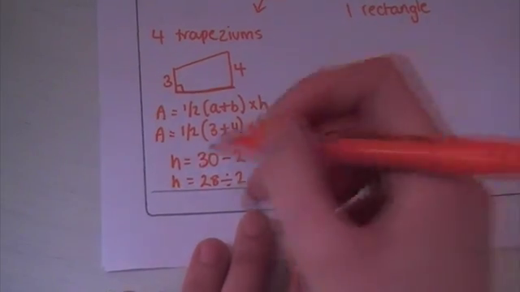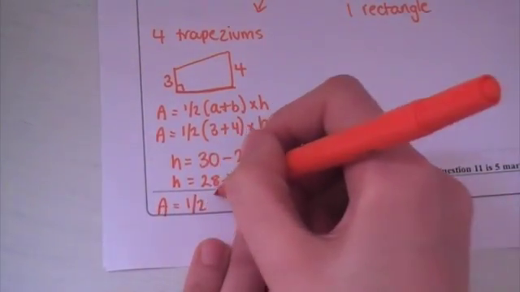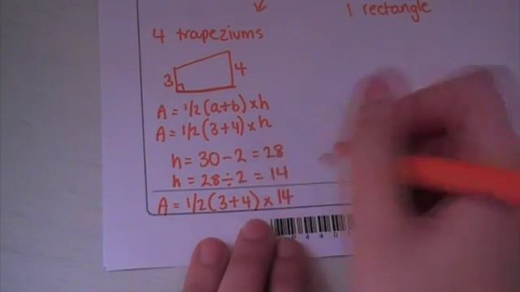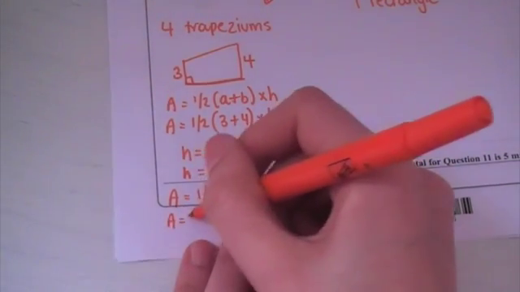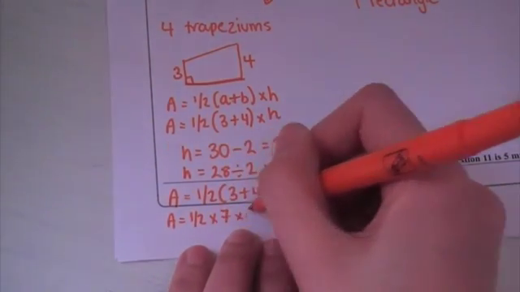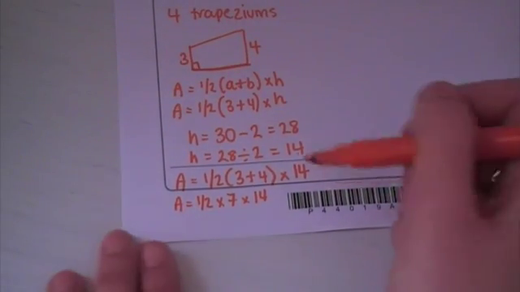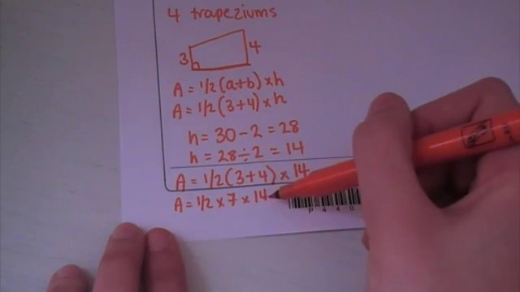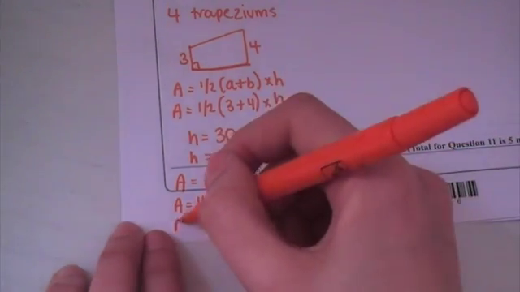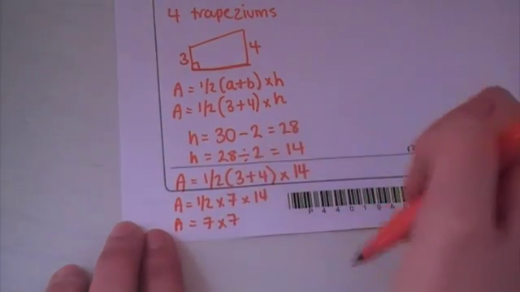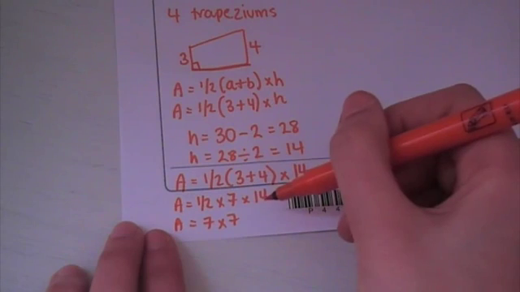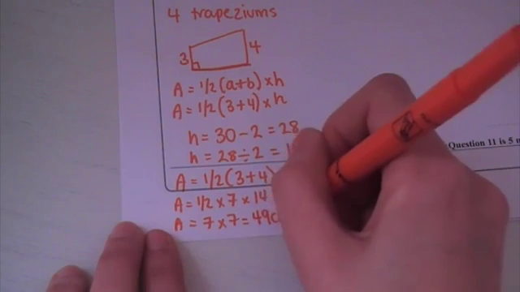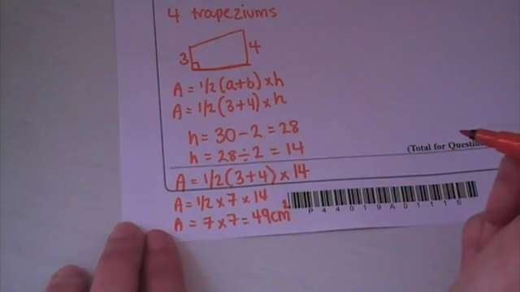So we can plug this back in. So we already had a half, 3, add 4, and we now know the height is 14. So area equals a half times by 7 times by 14. We know that if you times something by half, it's the same as dividing by 2. So a half times 14, same as saying 14 divided by 2. So area equals 7 times 7. See what we've done? Half times 14 gives me 7 times by 7. So the area of one of those is 49 centimetres squared.